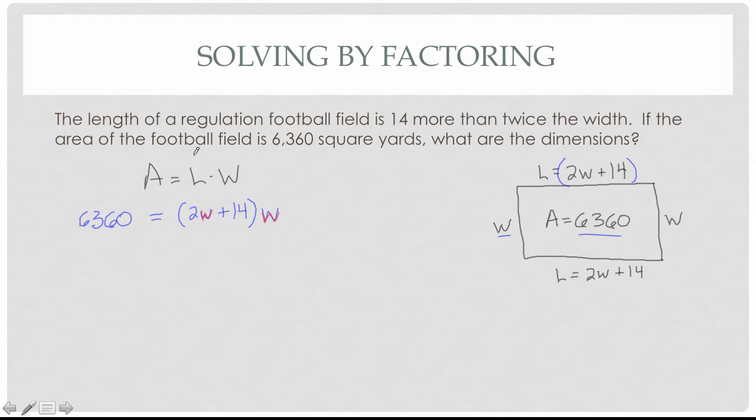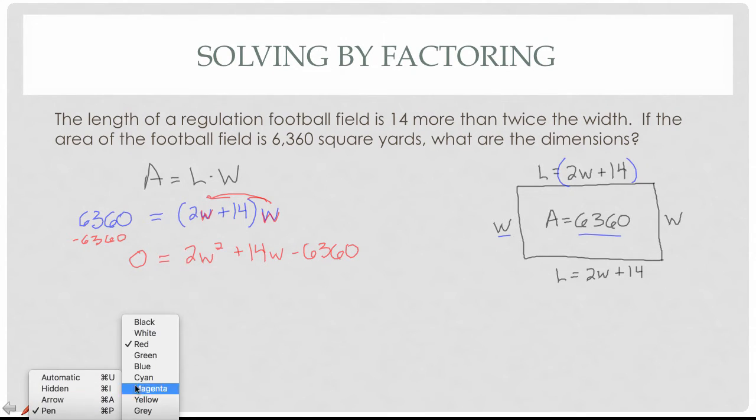And we're going to use factoring to solve out this quadratic equation. To do that, I need to get ax squared plus bx plus c. And I need to get 0 on the other side. So we got some work to do. Let's distribute this w, and we get 2 times w squared plus 14w. And I'm also going to subtract this 6,360 from both sides to get 0 on the left side. So there, I've just rearranged it all. I've got a is 2, b is 14, c is negative 6,360.